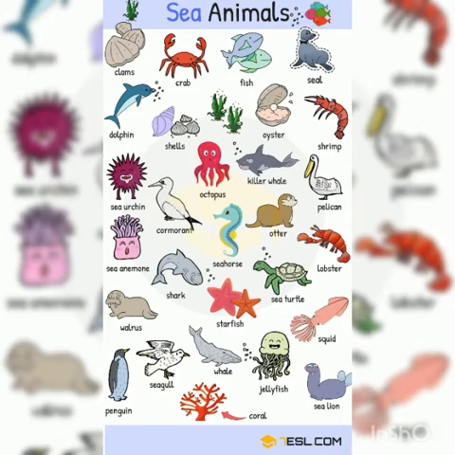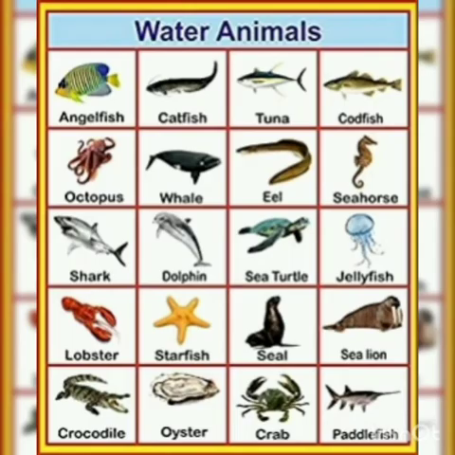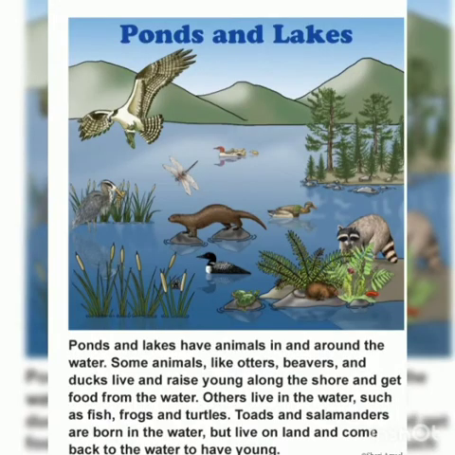Okay, now let's move on to the animals and plants which live in ponds and lakes. See, if you go near your house, if there is any lake or well, or there is a pond, just closely observe, you'll find so many plants living in it.